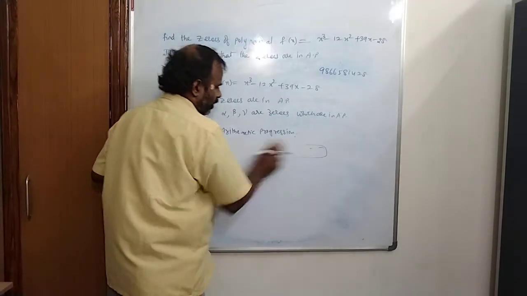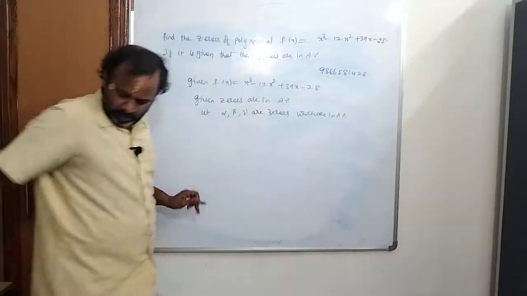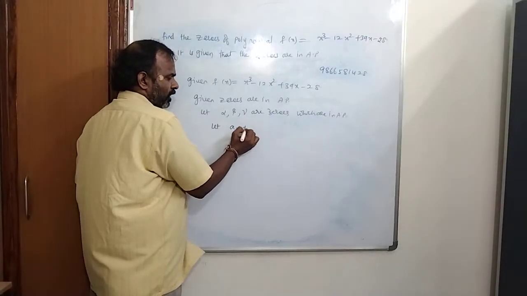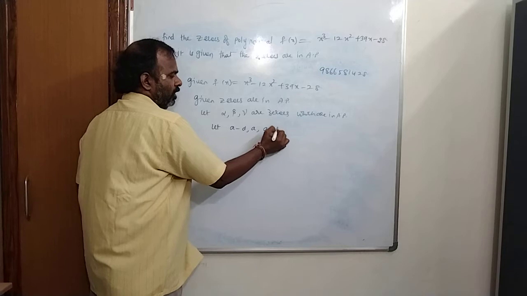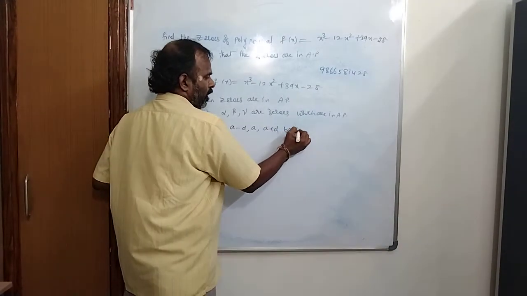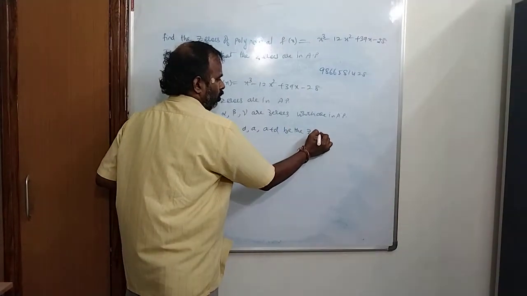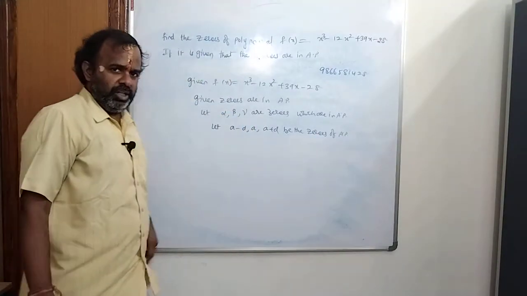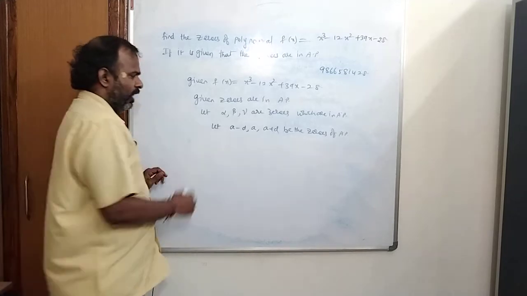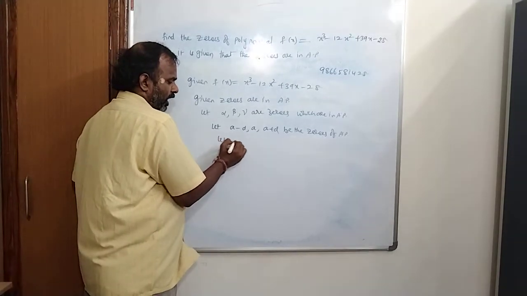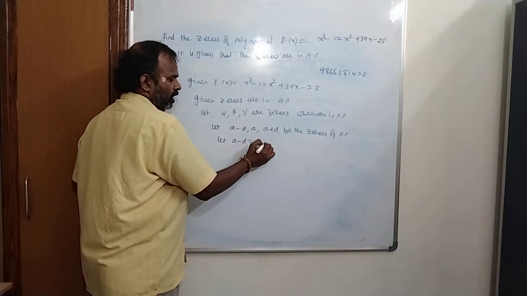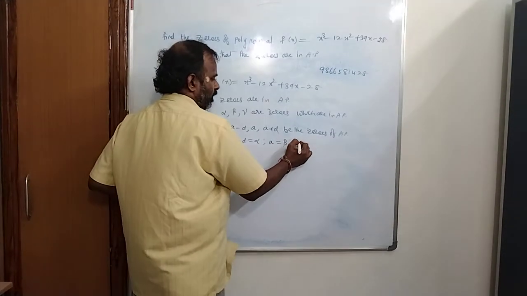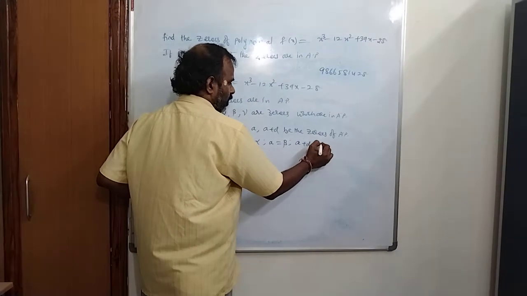So there is one technique. Let a minus d, a and a plus d be the zeros of the AP. Why we have taken it like this, you will understand in the next step. So here let a minus d be alpha, a be beta, and a plus d be gamma.